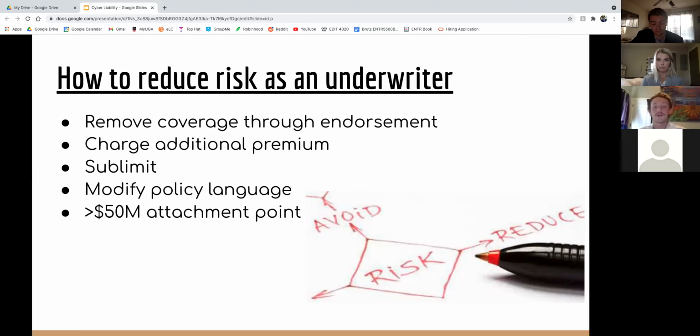An example in cybersecurity is a company may not meet an underwriter's standard for minimum security, and on top of that the company may have a lot of PCI, payment card industry. Because of this, the underwriter will likely pull coverage for PCI through an endorsement. Another thing an underwriter can do is charge additional premium for adding something that was originally going to be excluded.